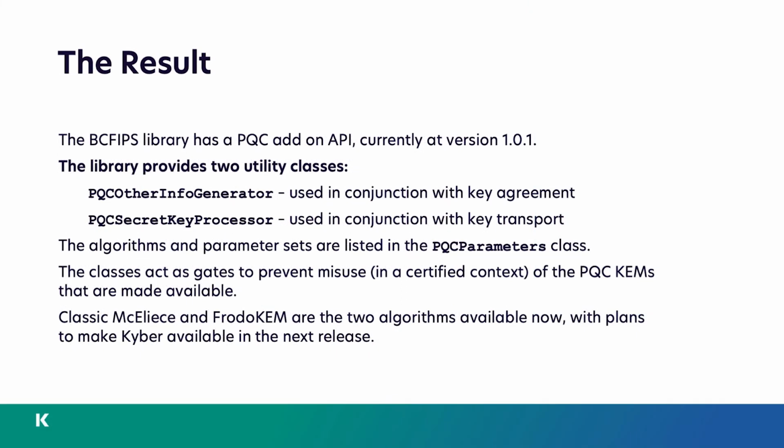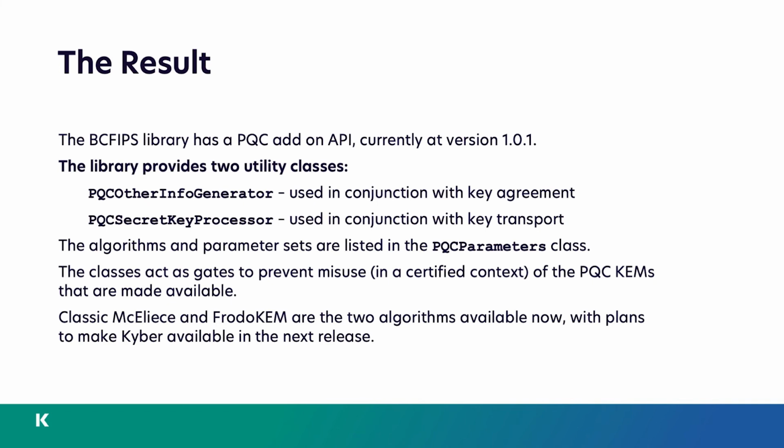Now, what we've come up with is a post-quantum add-on API, which is currently at version 1.1. The library has 2 utility classes in it, PQCOtherInfoGenerator, and this is used in conjunction with the key agreement and follows a similar process as to what you looked at in the previous section of this workshop. And then there's PQCSecretKeyProcessor, which is used in conjunction with key transport. And again, under the covers it follows a similar process to what you saw earlier in this workshop.